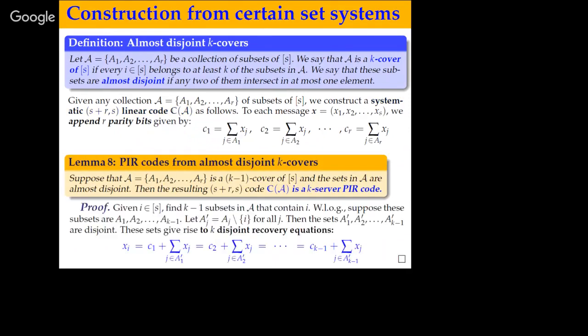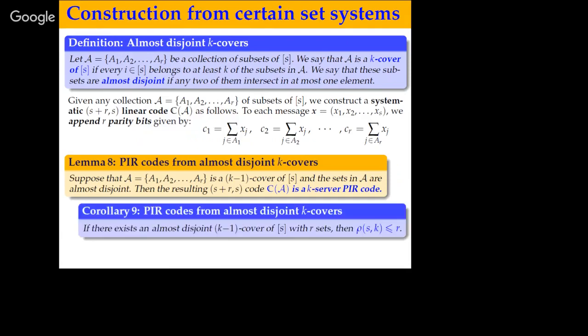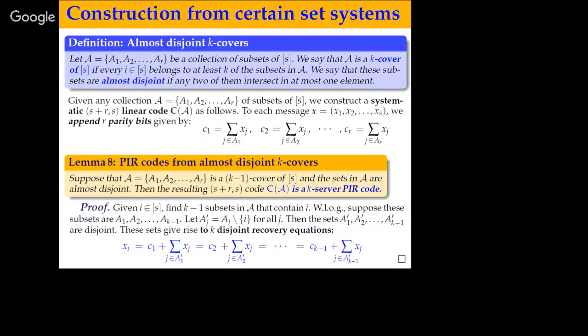And I claim that this is, in fact, a K-server PIR code. In fact, I gain one more. So it's enough to take a K-1 cover of S and construct a code like this. The parameters are going to be S plus R. That's clear. I just added R parities. And if this is a K-1 cover, this is a K-server PIR code. Okay? Why this is true, let's prove it. So, okay, what do I need to prove that this is a K-server PIR code?